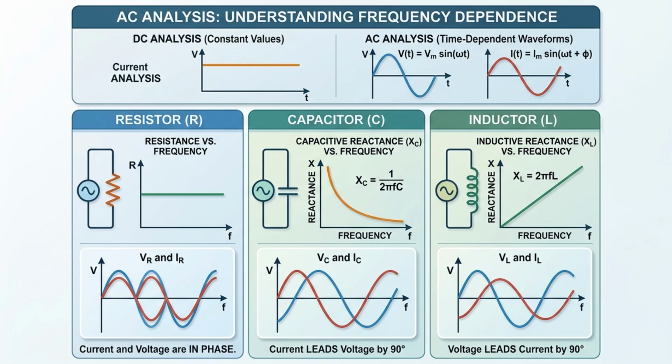In AC analysis, voltage and current are no longer treated as constant values, but as time-dependent waveforms. This introduces additional complexity because circuit elements respond differently depending on frequency. Resistors, capacitors, and inductors each behave in unique ways when exposed to alternating signals, making frequency an essential factor in analysis.